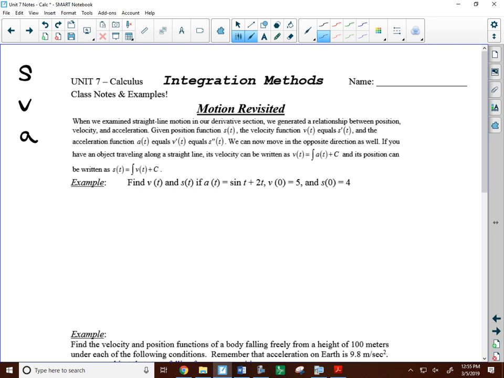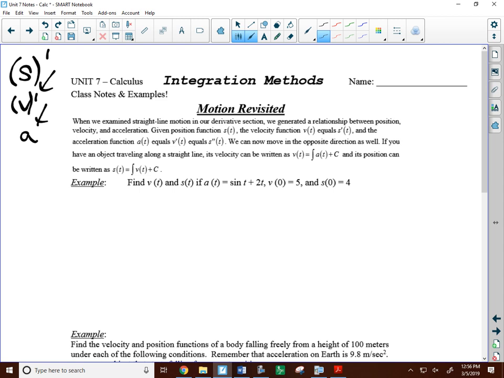Position, velocity, acceleration. Back a couple units ago, do you remember that we would do a derivative? I'd give you a position function and I'd ask, what's the initial velocity, or what's the acceleration of this thing? And we did a derivative to get the velocity function, and then another derivative, which would be the second derivative of the original.